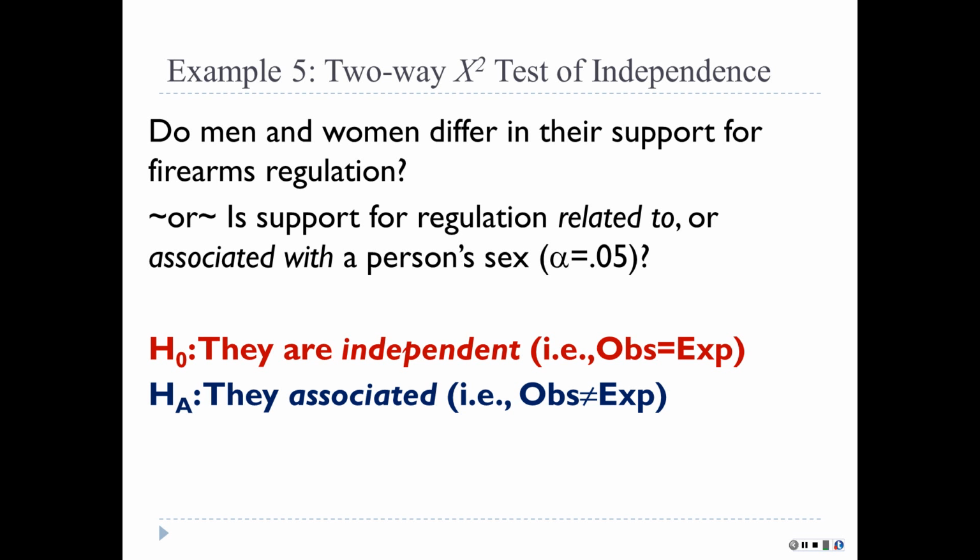Did I say alpha equals 0.05? Apparently so. So the alternative hypothesis is that they are not independent. In other words, by default, that they are associated. So the observed values will be different from what we would expect. An expectation is what we expect if the null hypothesis were true.